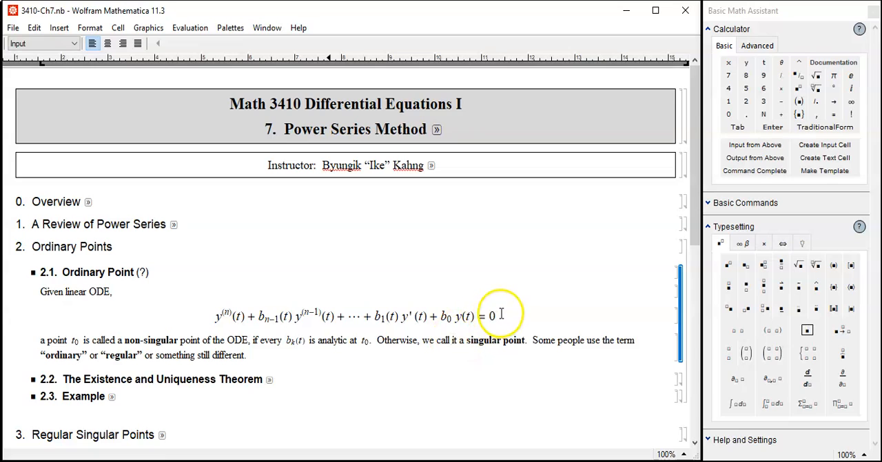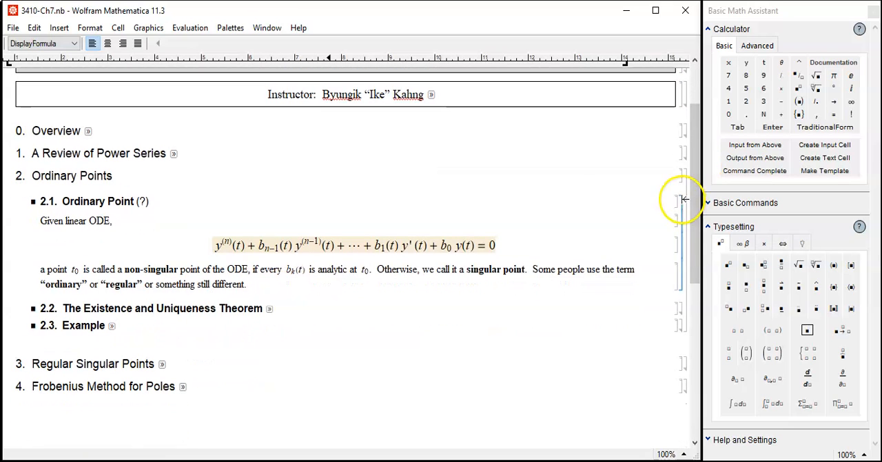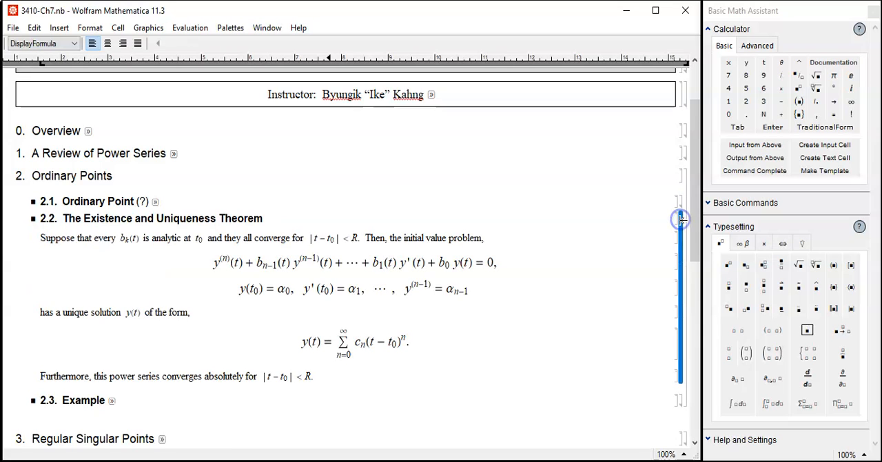Let's suppose we have a linear ordinary differential equation like this, and if everything is continuous and differentiable arbitrarily many times, all okay, that kind of point is called ordinary. It is a very naive description, but let's just accept that. Around the ordinary points, we have an analytic solution. And not only that, we have uniqueness as well.